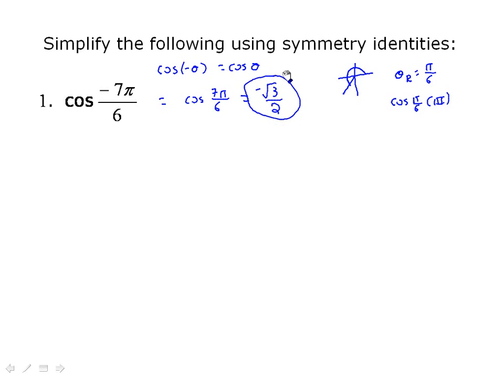So we do it like that. Now, it's not necessary, but it does work. If you put this through your calculator, of course, you'd get negative 0.8660, which is the same thing.